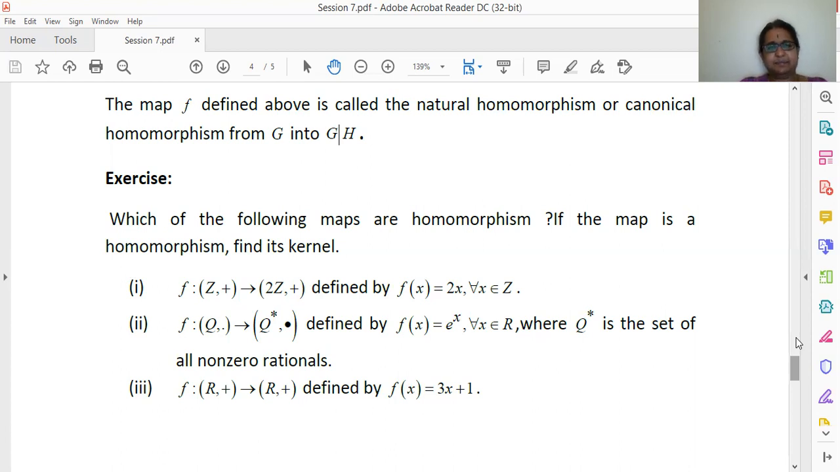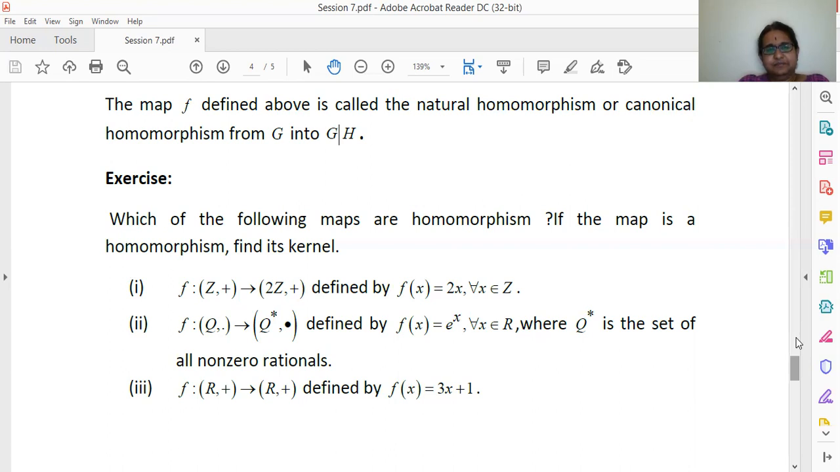So in the second example, in the set of rationals, suppose in the domain set we have addition. That is, if f is a mapping from Q comma plus to Q star comma dot, we shall check whether it is a homomorphism. Then f of x plus y will be equal to e power x plus y, which is e power x into e power y. And the right hand side, f of x dot f of y, will be equal to e power x dot e power y, so it will be a homomorphism.